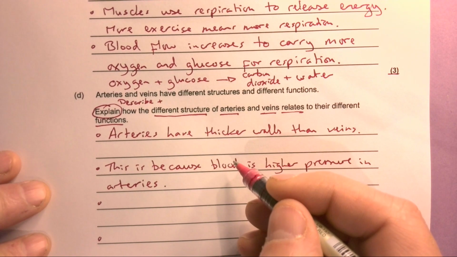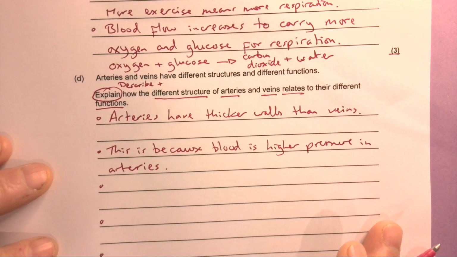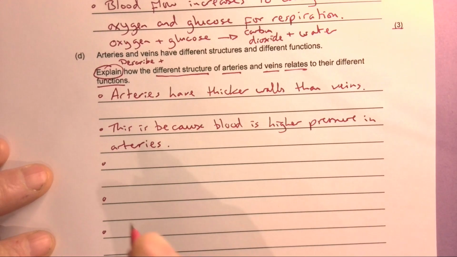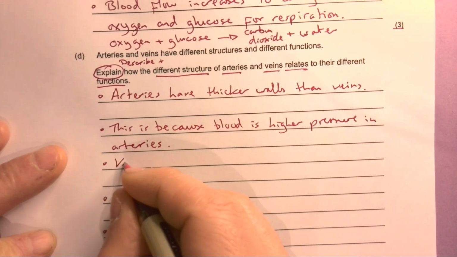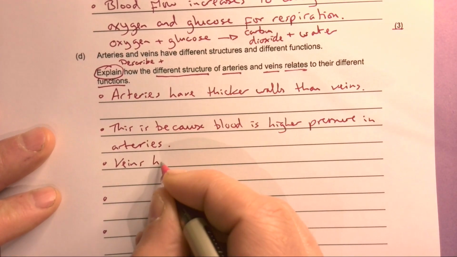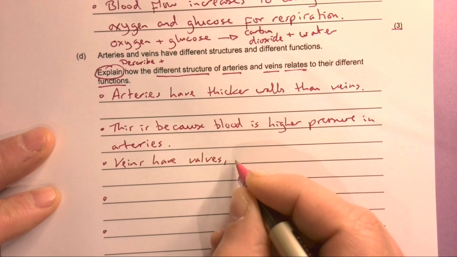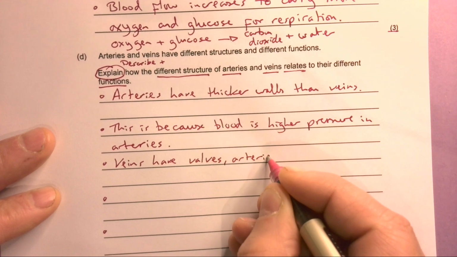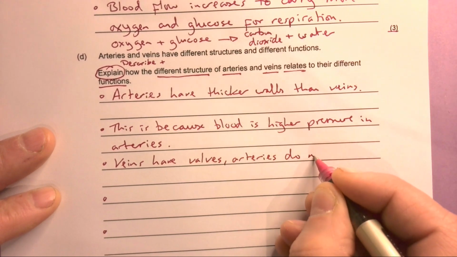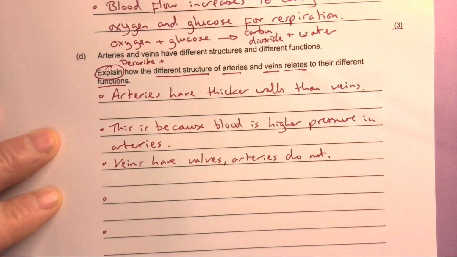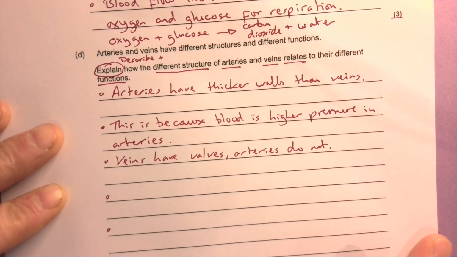What else do I know? Well, I know that veins have valves, don't they? So veins have valves, arteries do not. Okay, so what? So why is that?